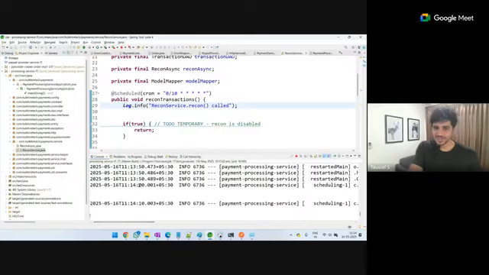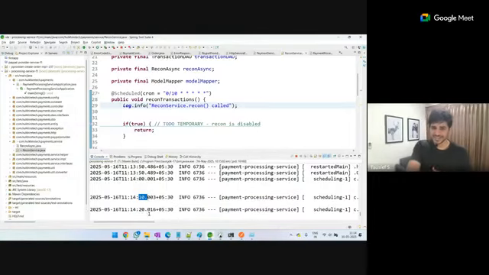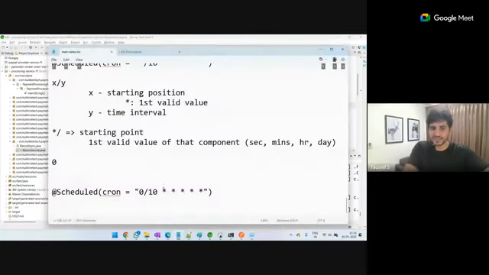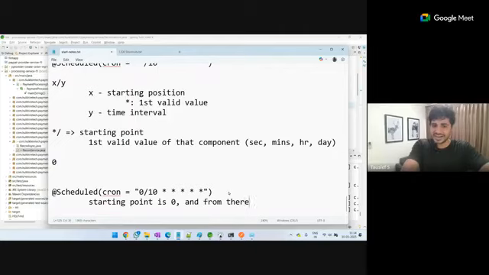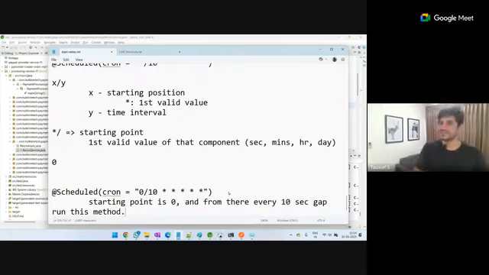At 14:00 it appeared. Next 14:10 it is appearing. Next 14:20 it is appearing. So that is the starting point, and accordingly it calculates. The starting point is 0, and from there, keep doing it at every 10-second gap. So we can break it down: starting point is 0, and from there every 10-second gap run this method. This is the meaning of 0/10.